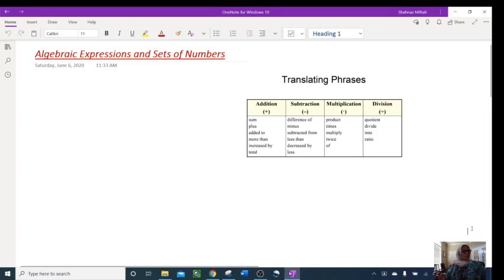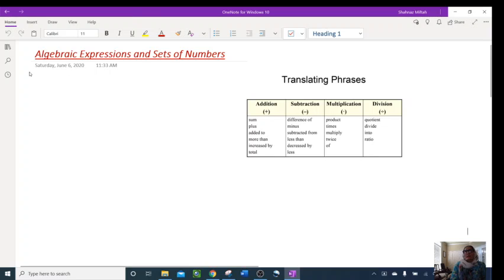Hello everybody, let's talk about algebraic expressions and sets of numbers, and this is just a prerequisite for your Algebra 2. Most of you should know all of that stuff, but if anybody forgot about it, here is the review.